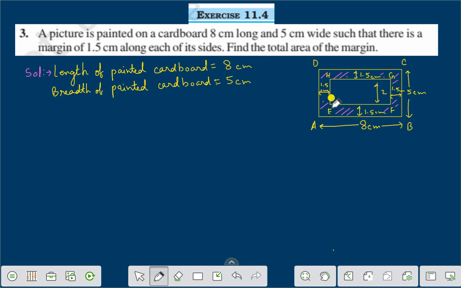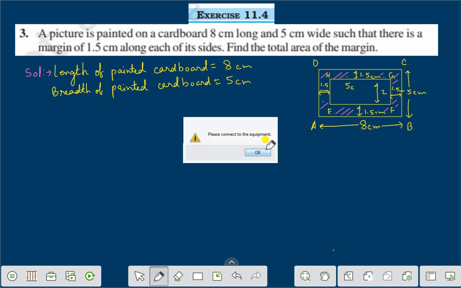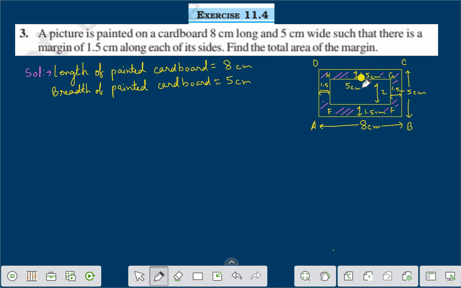Right? The same way you see this length is 1.5, this length is 1.5. 1.5 plus 1.5 is 3 centimeter. Therefore, you have to subtract 3 from 8, that is 5 centimeter. The length of this is 5 centimeter. This is 5 centimeter. Right? Let us find.